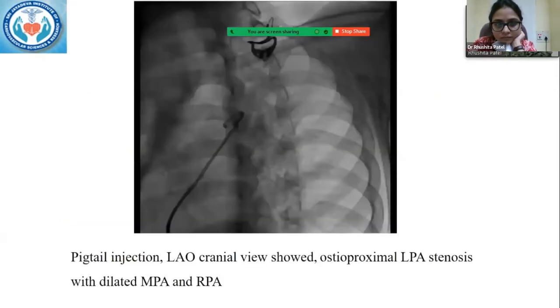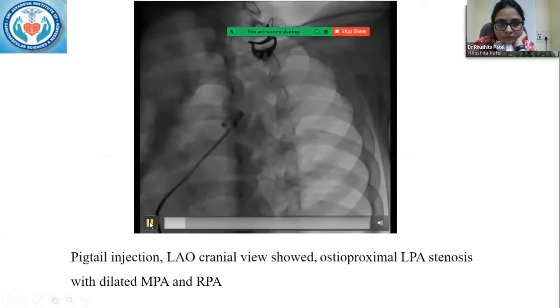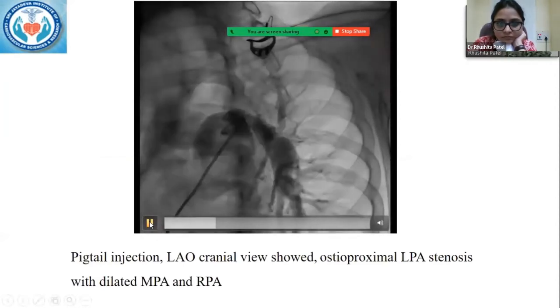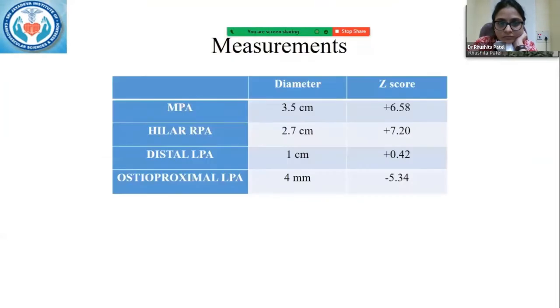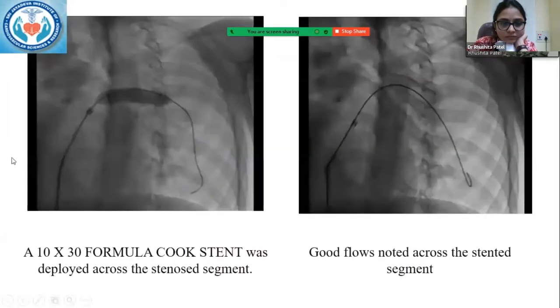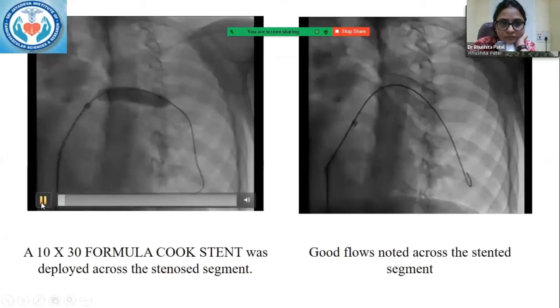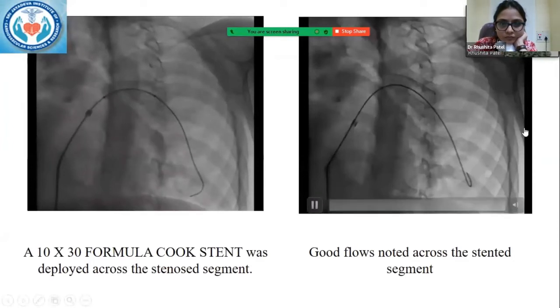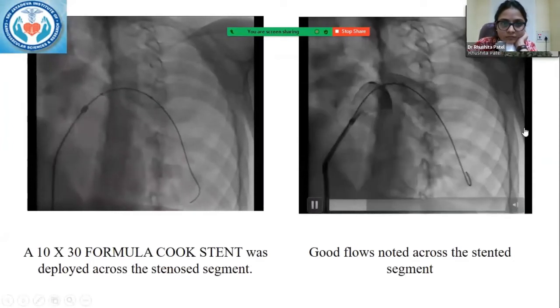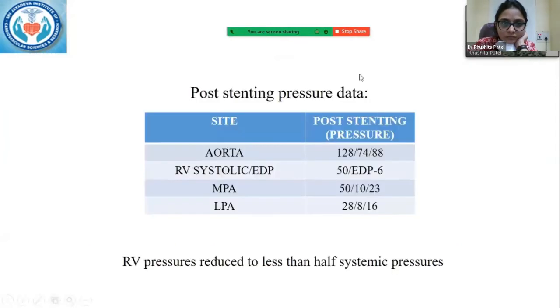A pigtail injection in a left cranial view showed ostioproximal LPA stenosis with dilated MPA and RPA, and the measurements were similar to previous imaging modalities. Hence, a 10/30 Formula Cook stent was deployed across the stenotic segment, and post-stenting, there were good flows seen across the stent. Post-stenting pressure data showed that the RV pressures were reduced to less than half systemic pressures, from 84 previously to 50 systolic with an EDP of 6.